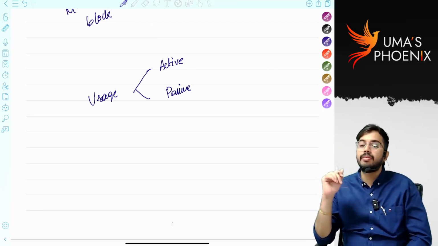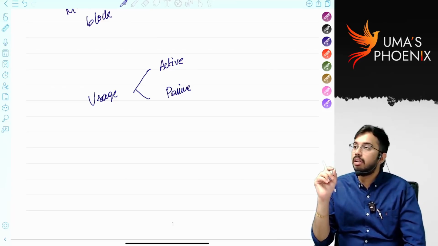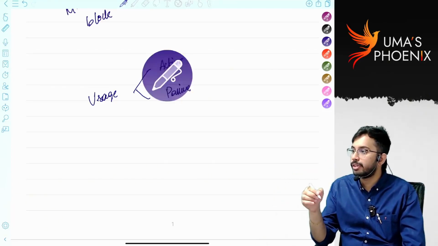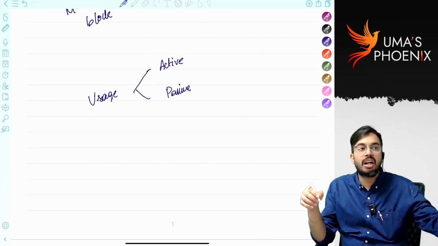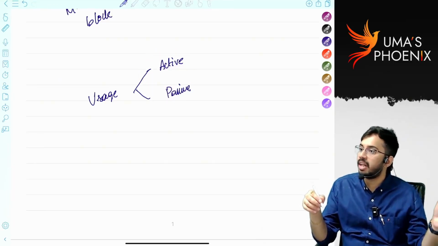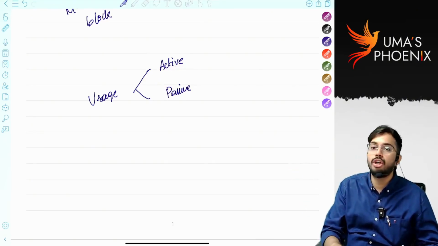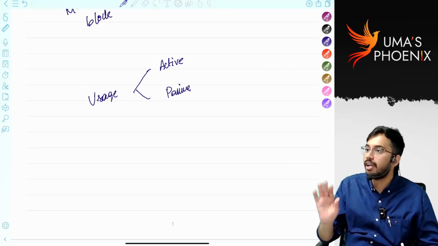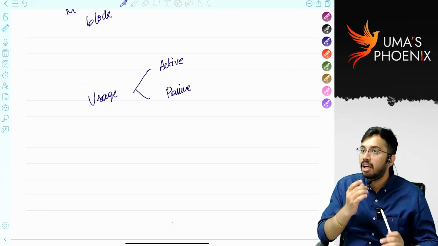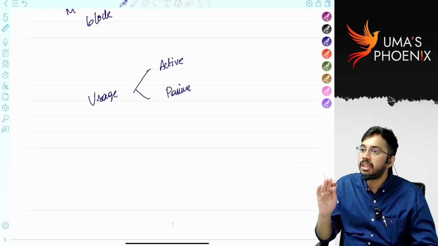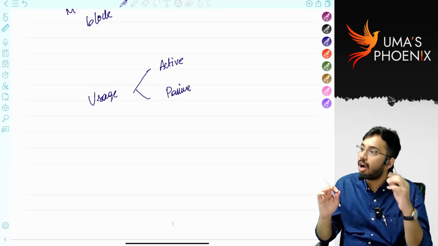Now, let's say I purchased a car, daily I am using it. This is called active usage. I purchased an inverter or a power generator. If something happens and power goes off, my recording should not stop in the middle. Then I will switch on the inverter or generator and I will continue the recording. That means on a daily basis, I am not using the generator. I am using the generator only when power is off.